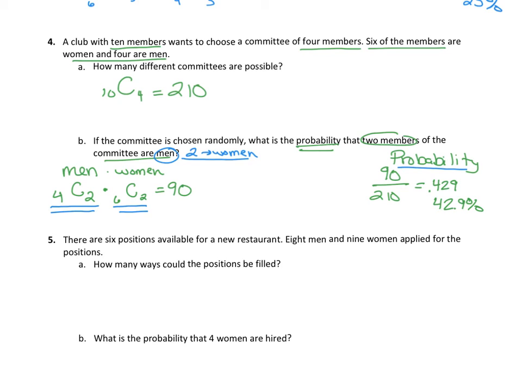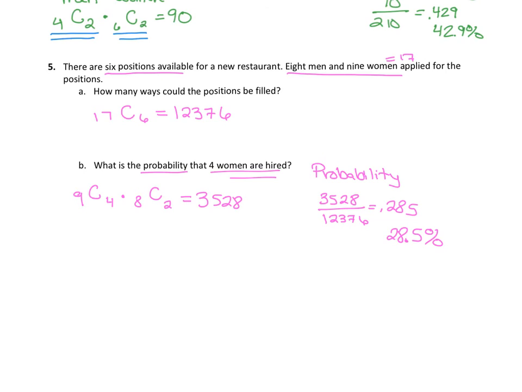All right, using the same model, go ahead and try example 5. It's very similar to example 4. So pause the video, give example 5 a try, play the video when you're ready. Okay, so in example 5, it says there's 6 positions available at a new restaurant, 8 men and 9 women applied. So that's a total of 17 people.